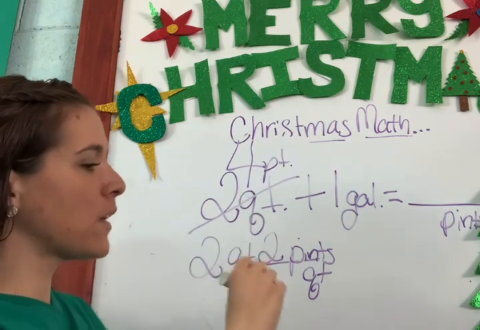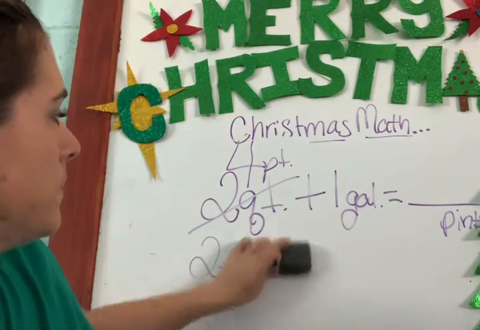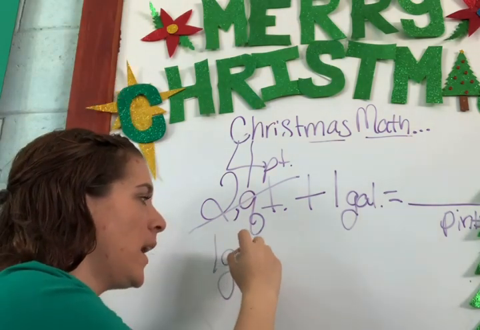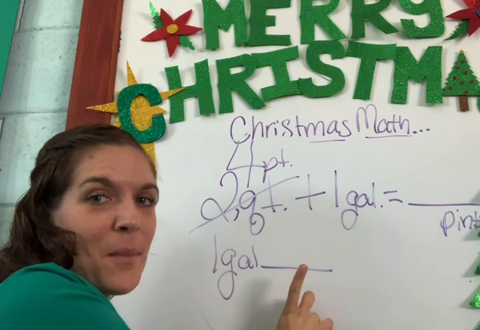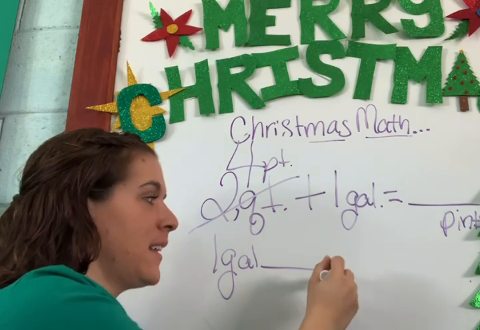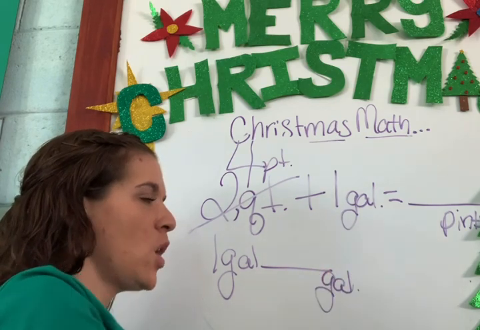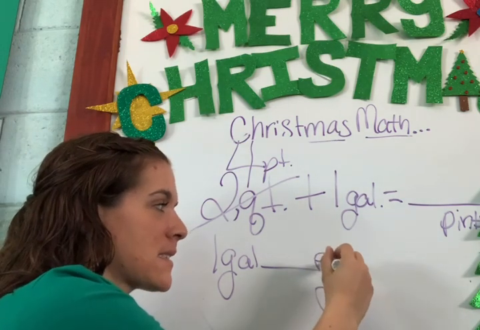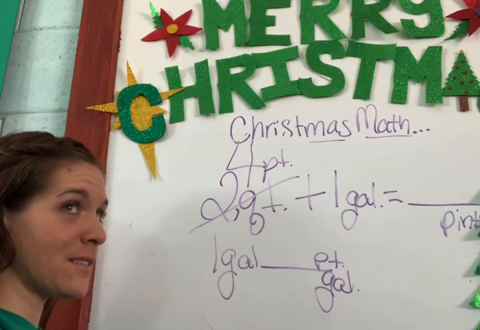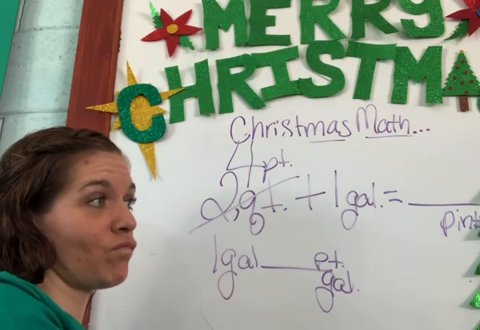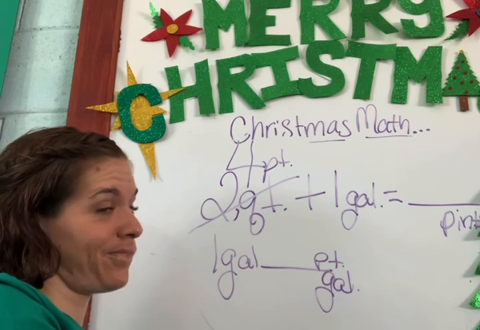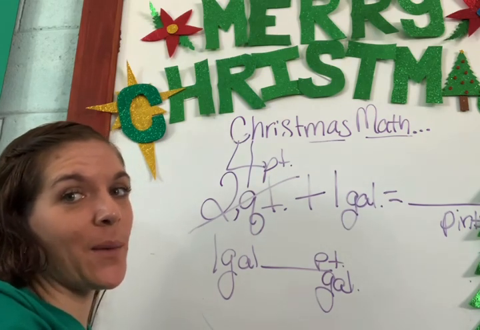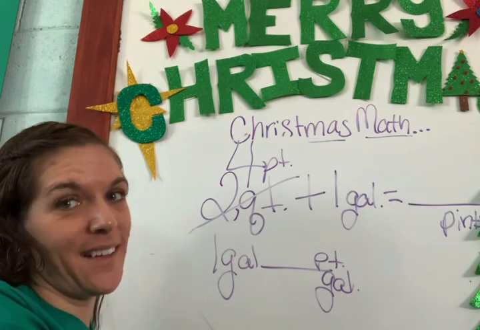Okay? Then look over here though. This one's a cute one. 1 gallon. Uh-oh. We want to make it pints. What do you put on the bottom, Jayla? Gallon. What do you put on the top, Ethan? Pints. How many pints are in a gallon, Safir? We don't know. Uh-oh. We don't know.